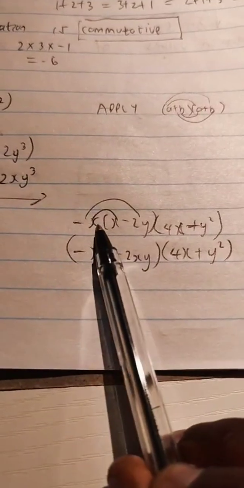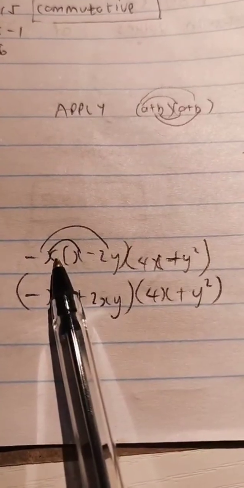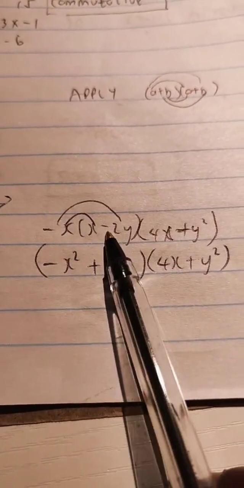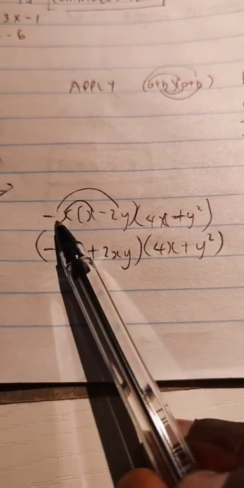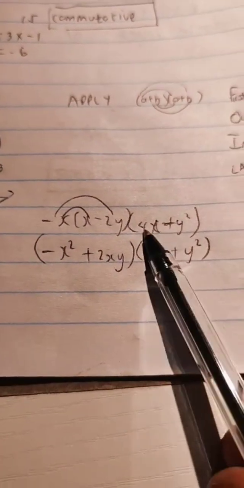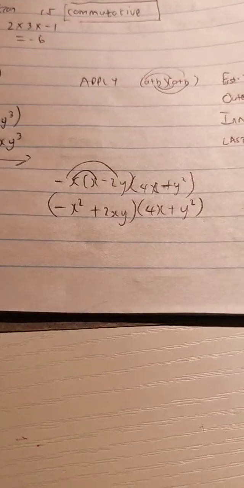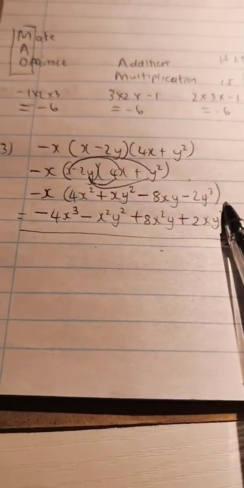I'll start grade 12 at 10. Negative x into x, you get negative x squared. Negative x into negative 2y, you get positive 2xy. So you distribute the negative x for this bracket alone and you keep this one as it is. Then you FOIL these two. You will get the same answer. That's why I was saying multiplication is commutative. You could decide to FOIL first, then multiply by the negative x later as you did here.